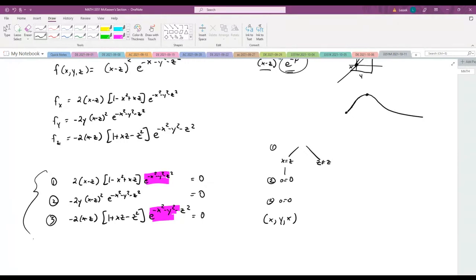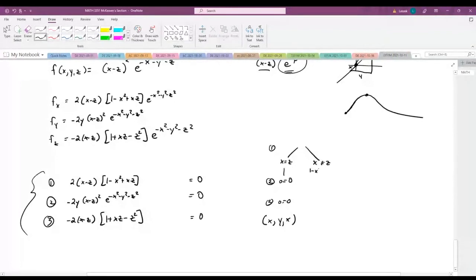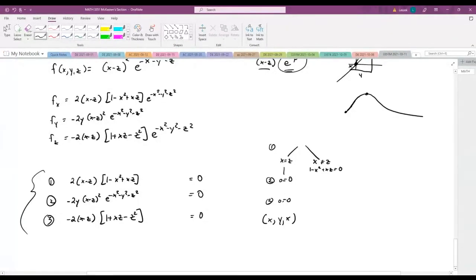Okay. All right, so I said we can ignore these because that's positive. So then if x is not equal to z, then from the first equation, what does have to equal 0? Let the right hand side of the x minus z factor go. That thing has to be 0. This has to be 0, right?